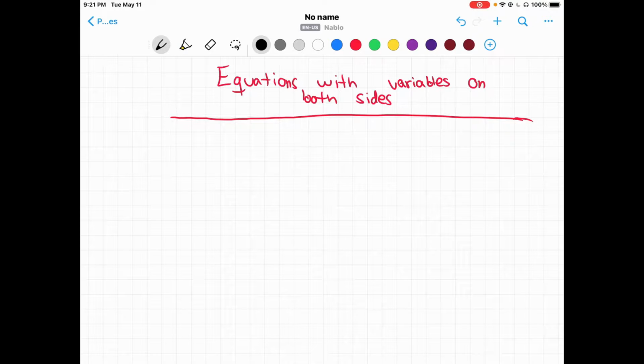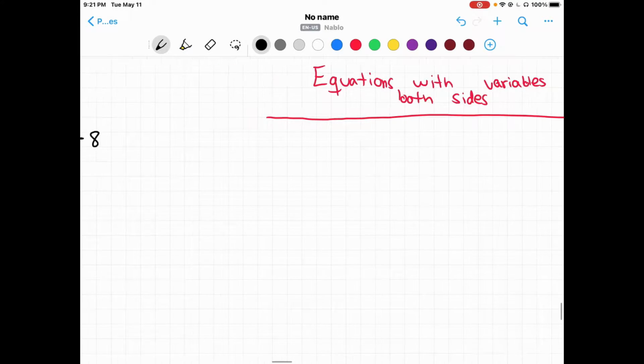Today we're going to learn how to solve equations with variables on both sides. Now real quick, before we start, it is really important that you watch our previous video on equation solving so that you can properly follow along. So now let's get started.